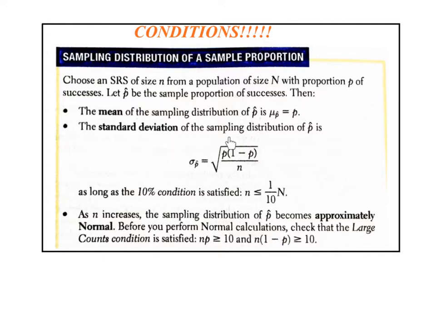The standard deviation is given by this. You can see it's a modification of that kind of binomial setting we've talked about, but this is the deviation. As long as the 10% condition is satisfied. So this is, like I said, the built-in, we need good data condition, but this is the first condition, that the sample size is less than 1/10 the population size.